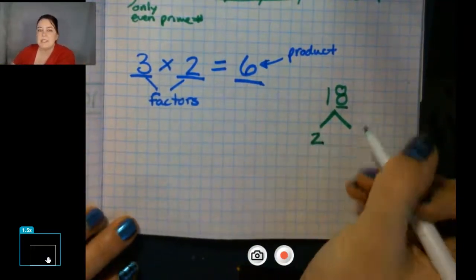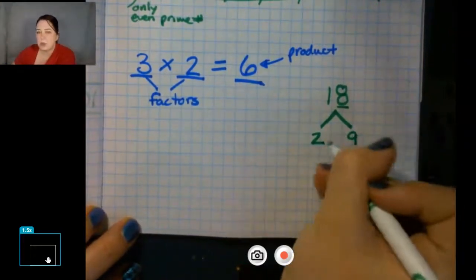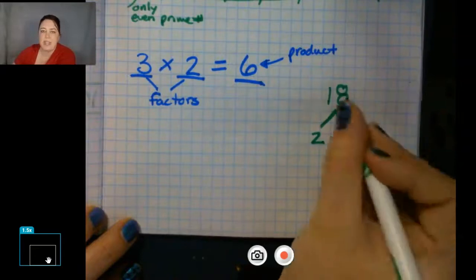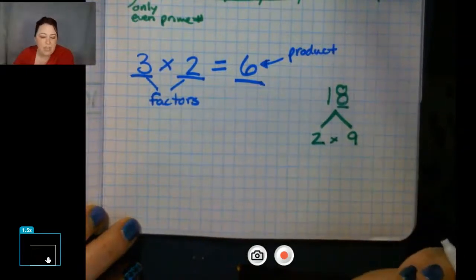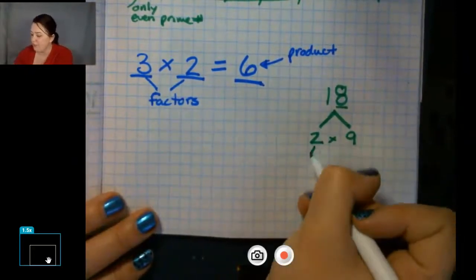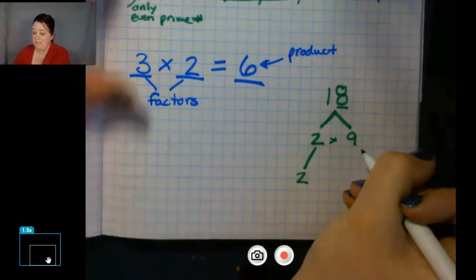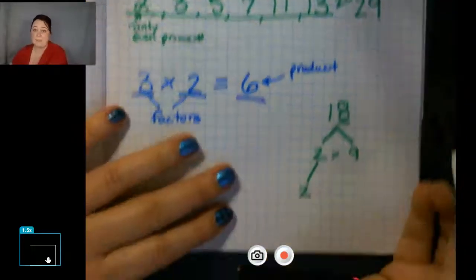So 2 goes on one side. 18 divided by 2 is 9. So in this row here, I have 2 times 9 is 18. Now, are any of those numbers prime? Yes, 2 is prime. So I'm going to bring 2 down. 9 is not prime. It's not one of my numbers I listed up here.